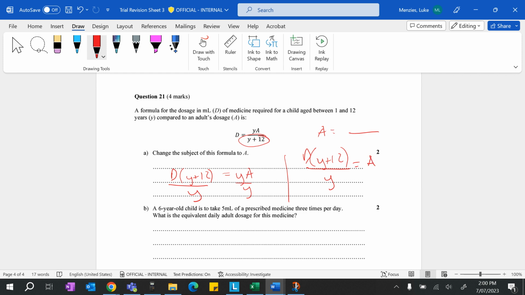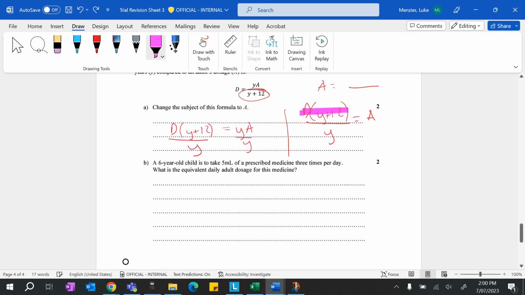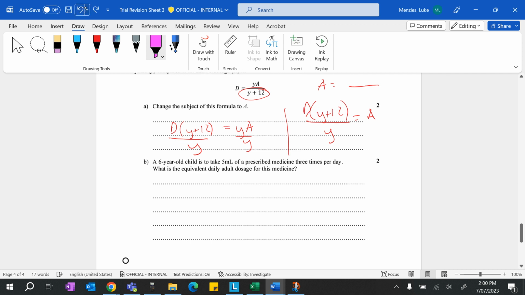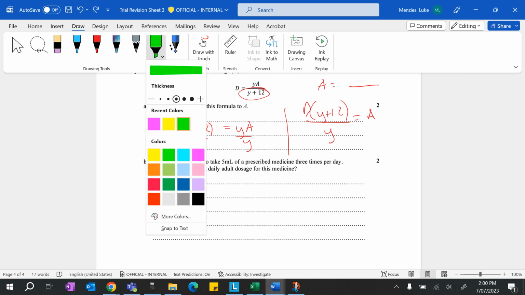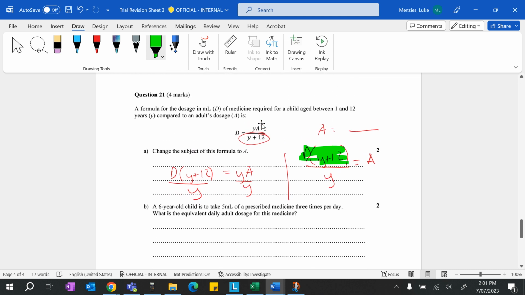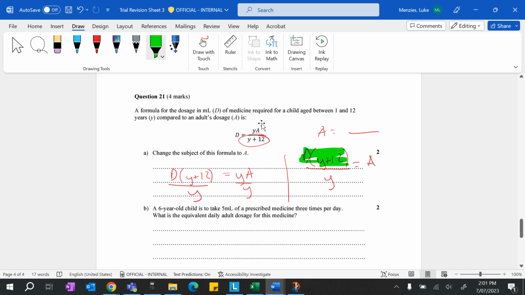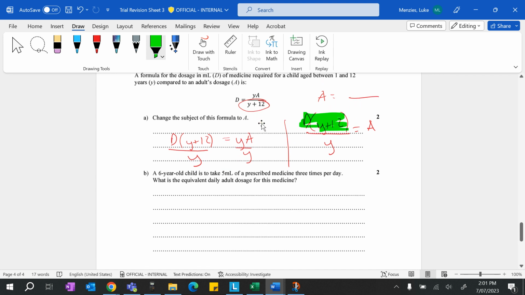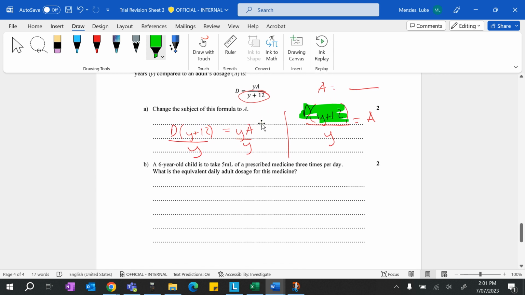In their answers, they expanded this bracket out. You don't need to. Oh, that's a really bad color. I should undo that. I'll change it. Is green better? Yeah. In here, they expanded that bracket out. You can if you want to, but there's no extra points for doing that. So it's just, can you get rid of the Y plus 12 underneath, and can you divide by Y? And the answer is yes.